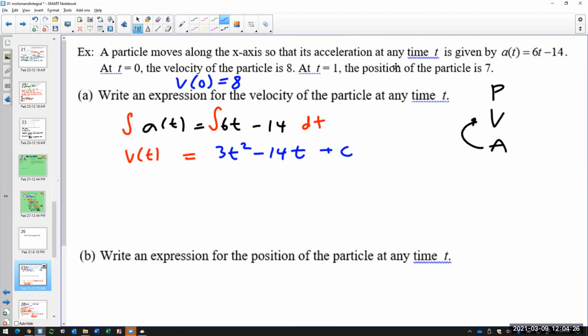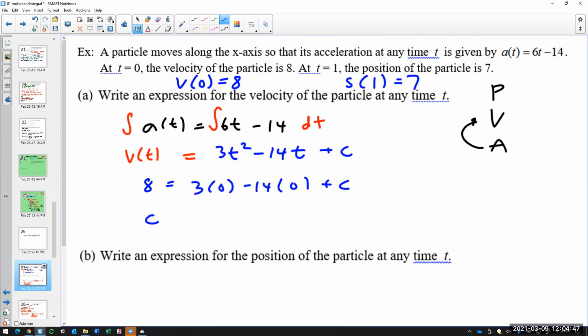Guys, let's translate this one to Calculus Talk. This one is V of 0 is equal to 8. What about this one? S of 1 is equal to 7. Guys, the Calculus Talk is very important, that you understand this. Anytime time is 0, your velocity is going to be 8. So you plug this in.